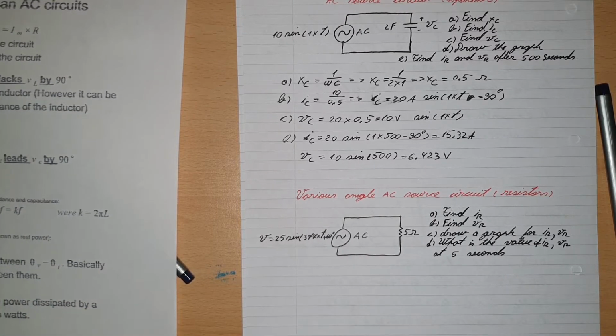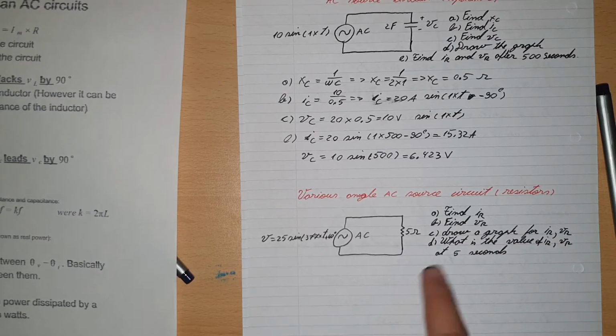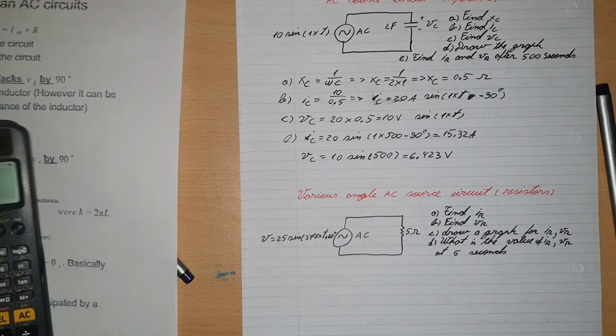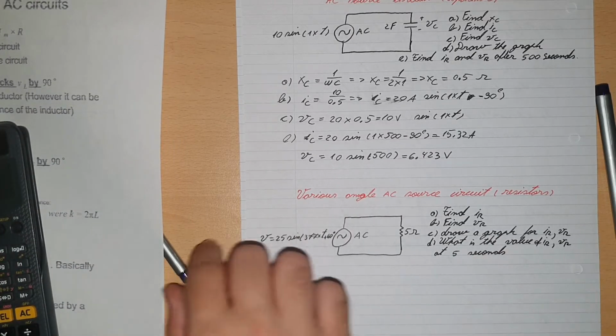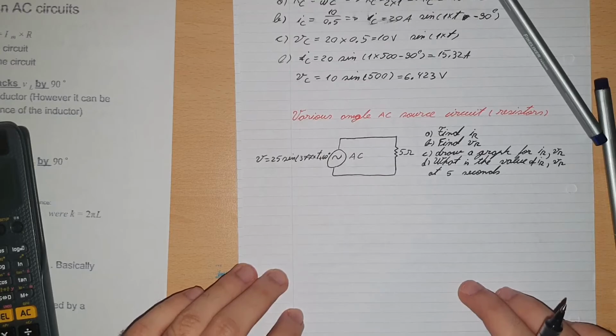So this is a resistor, and again we need to find the IR, we need to find the VR, we need to graph the values of IR and VR to show it to you. And what is the value of IR and VR after 5 seconds? All right, so let's get started. I also changed the camera angle so you can see more of the page instead of less of it.